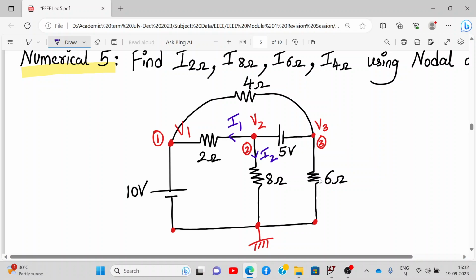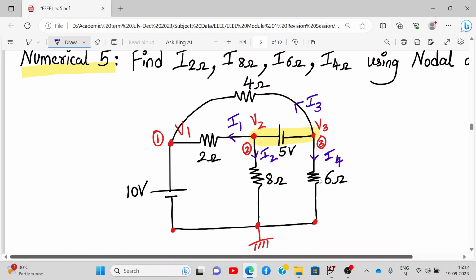No. So yeah, you guessed it right. It's a supernode. Node number 2 and 3 form a supernode. Can I show the current direction between V1 and ground? No, because we have a voltage source connected, so we cannot show the current over here. We can show the current over here as, let's say, I4, and the current flowing over here as I3.